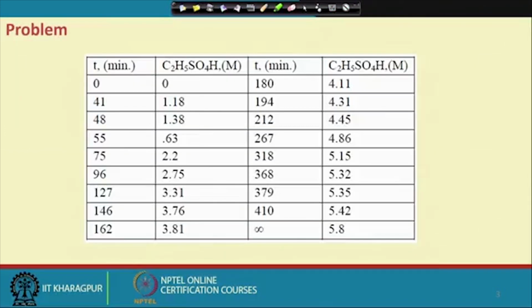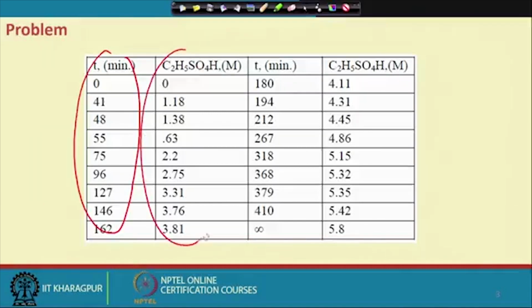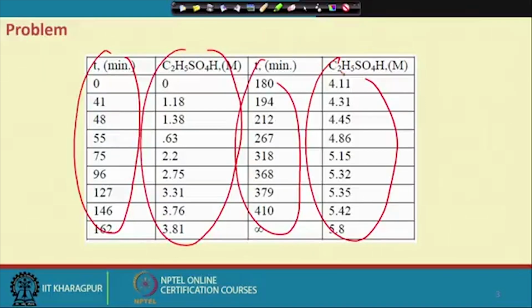Now, this is the data that is given. You can see that with respect to time, how the product concentration changes has been given here. All the data is given here.